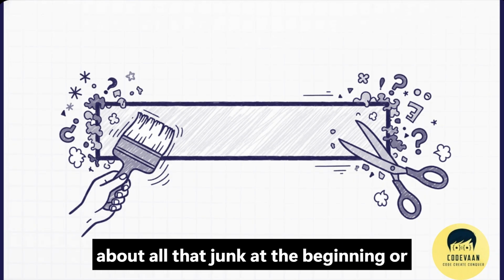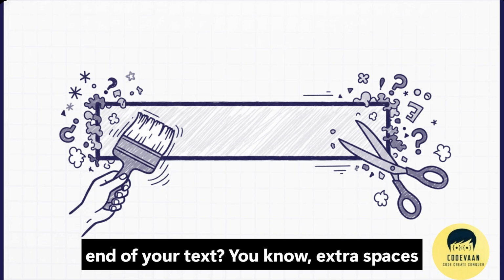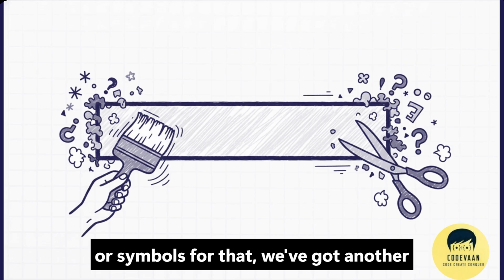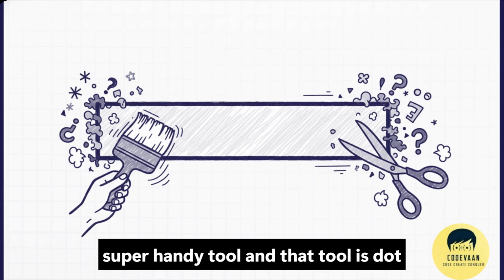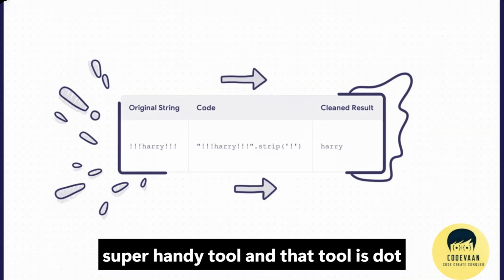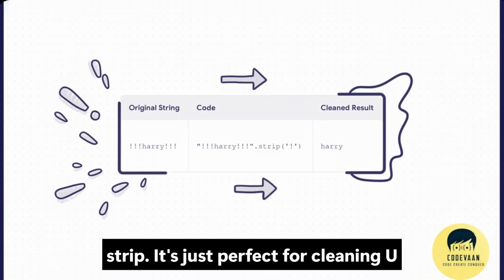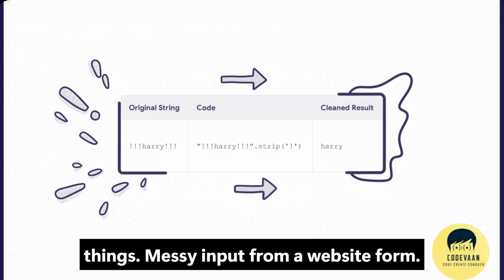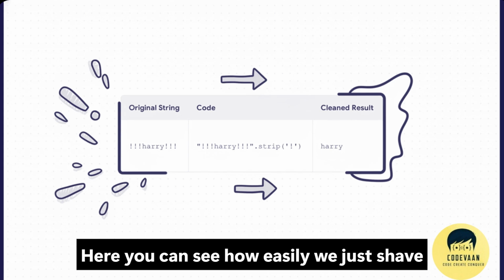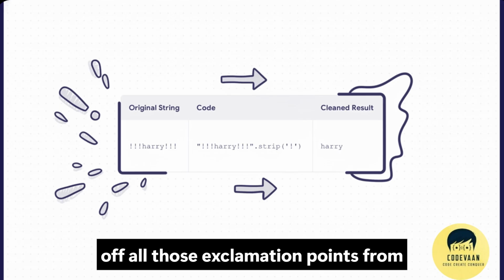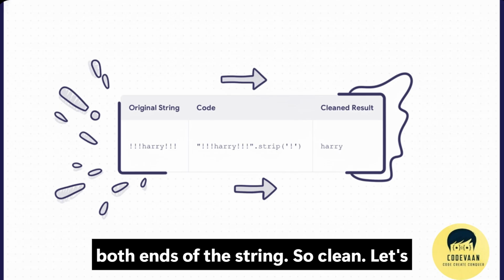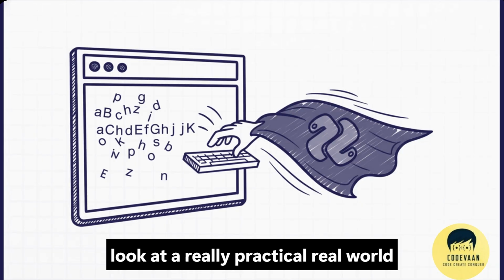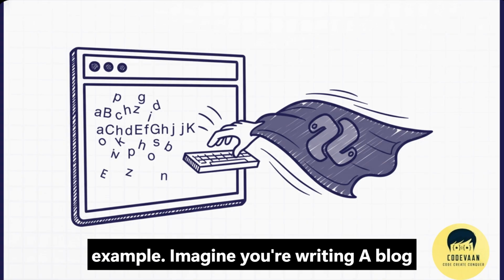Okay, but what about all that junk at the beginning or end of your text? Extra spaces or symbols. For that, we've got another super handy tool. And that tool is .strip. It's just perfect for cleaning up things like messy input from a website form. Here, you can see how easily we just shave off all those exclamation points from both ends of the string. So clean.